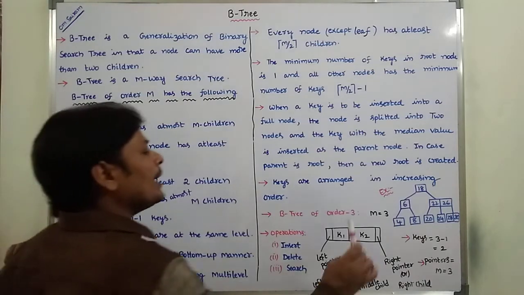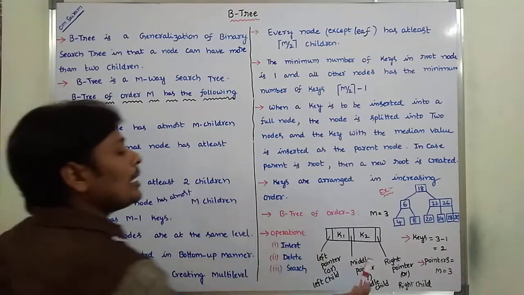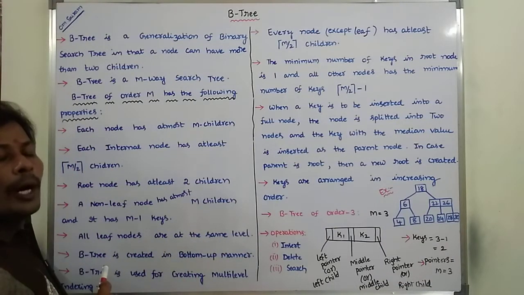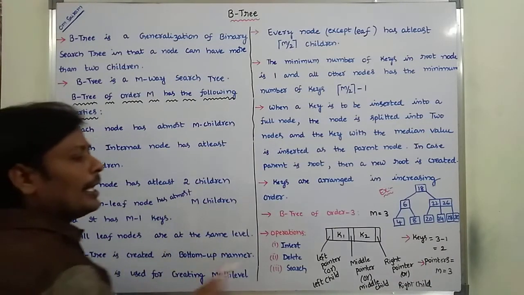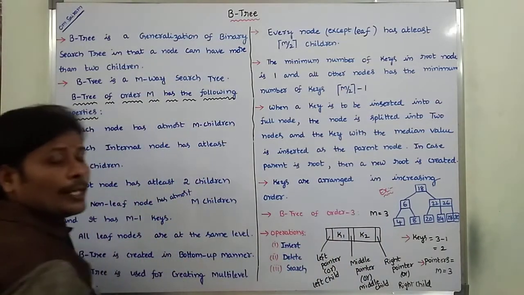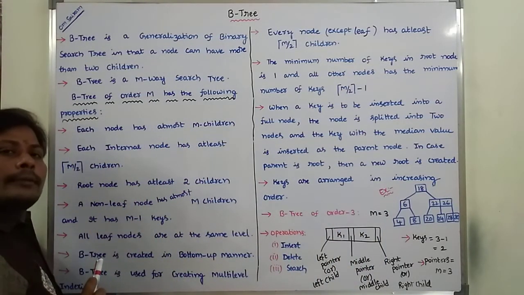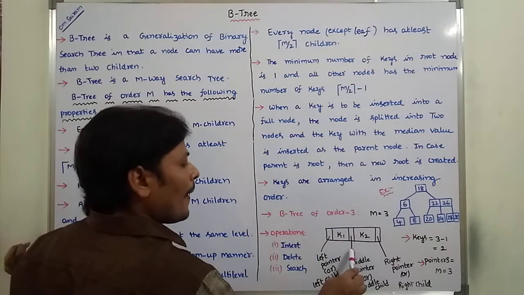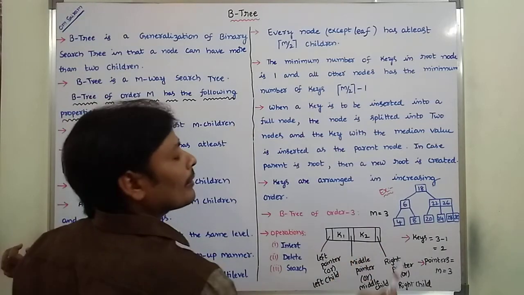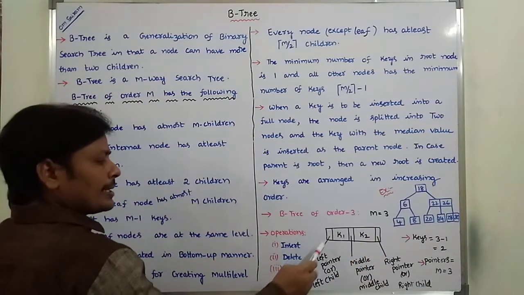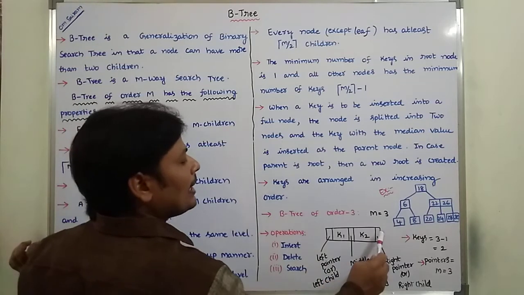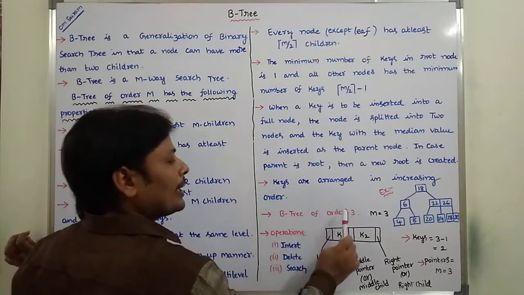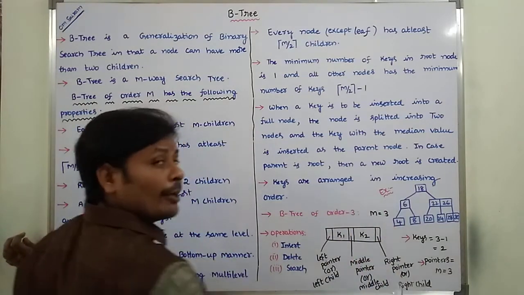Next, how many children? Children or pointers is equal to M. Here the M value is 3, so 3 children or 3 pointers are there. This is the left pointer, this is the middle pointer, and this is the right pointer. So this is the left child, this is the middle child, and this is the right child.